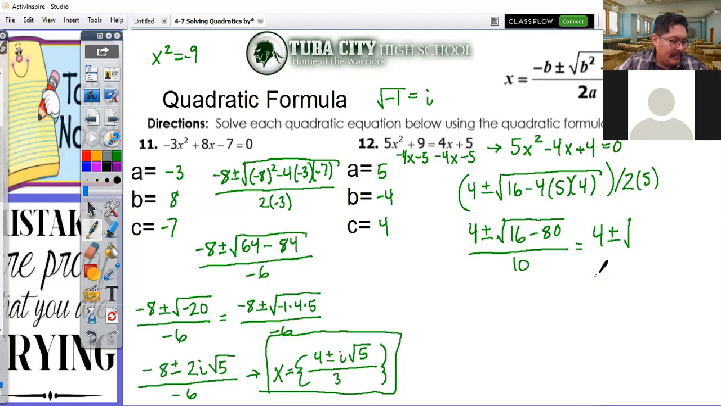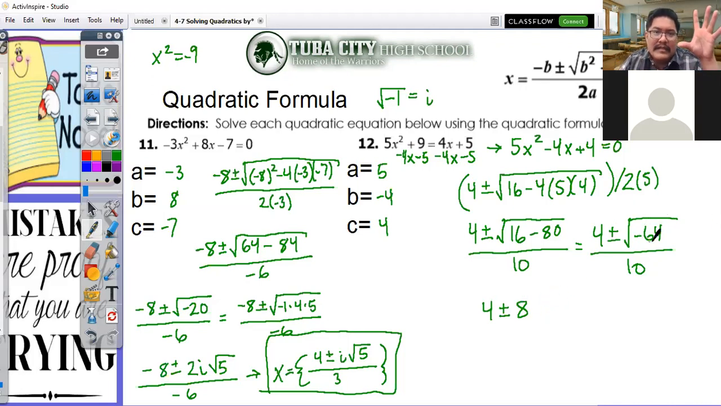16 minus 80. And that would be negative 64, which 64 is a root number, but negative 64, probably not. Now, since I know the square root of 64, I'm going to take that out. The square root of 64, as we know, is 8. But then we have a negative 1 in there, just like how we split the negative 1 right here. We're going to take that out, and that is also going to be i.